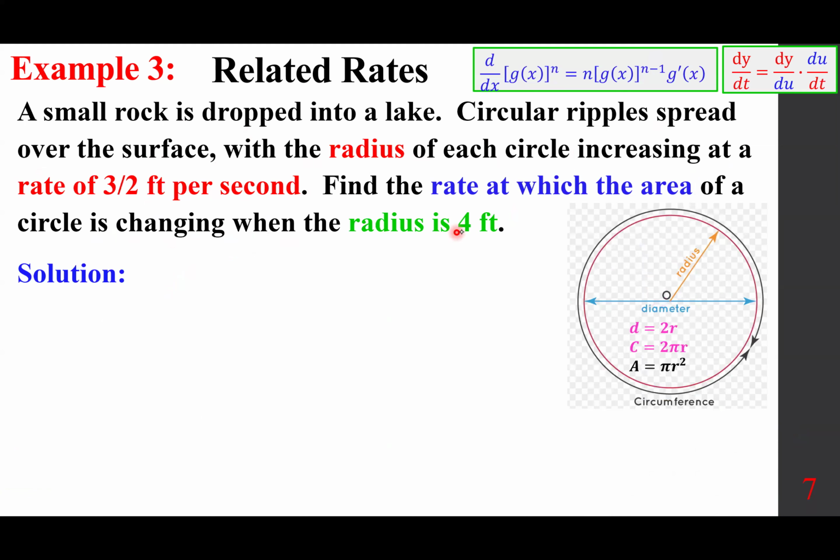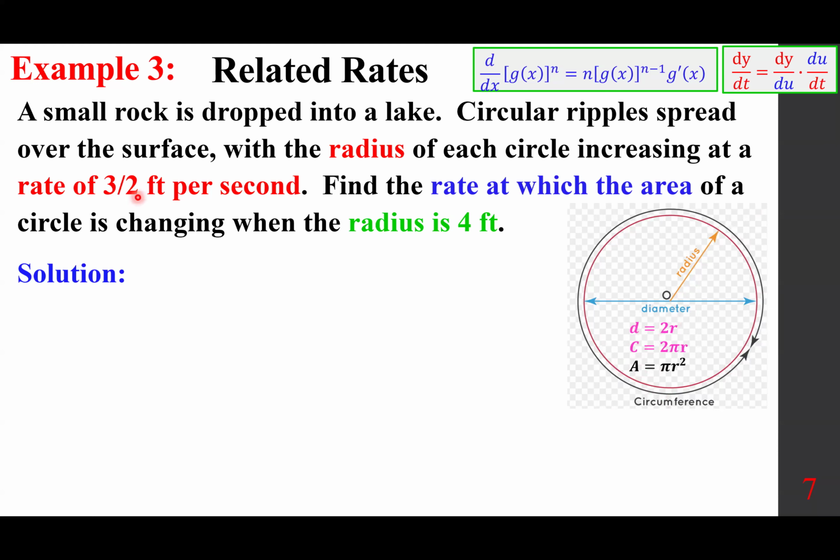So first, information about the circle. In algebra and geometry, we should know that from the center to the circle is the radius. From the center go both ways, that's the diameter. So diameter is 2 times the radius. Circumference, going around it, is 2 pi r. Area is pi r squared. In this question, we need the area only. So area is pi r squared.